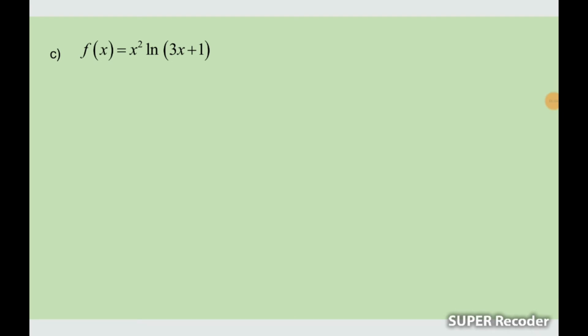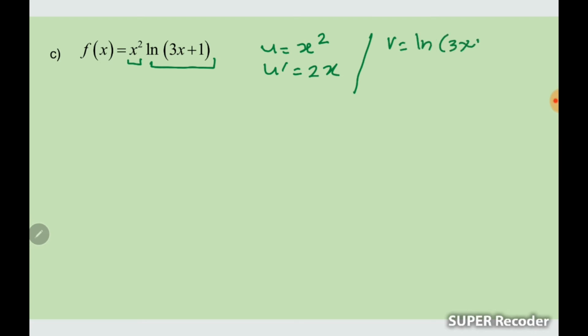Okay, now we continue example C. f(x) equals x squared multiplied with ln(3x plus 1). So, as usual, you need to differentiate u and v. u is equal to the first term, x squared, u prime equals 2x. v is equal to ln(3x plus 1). And v prime equals, you need to memorize the formula, 1 over 3x plus 1, then differentiate 3x plus 1, the answer is 3.